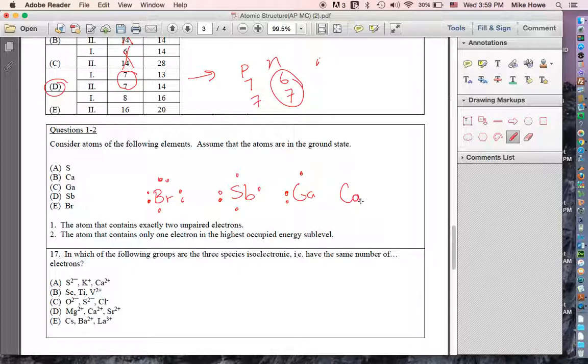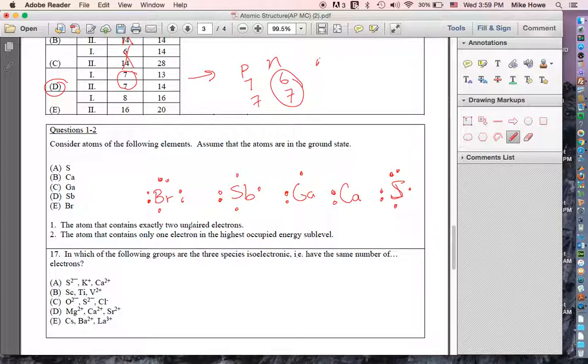Calcium has 2 valence electrons. Sulfur has 6 valence electrons. All right, so which one has 2 unpaired electrons? Bromine? The Br? I see. I only see two unpaired? Yeah, 2 unpaired. Oh, so one that doesn't have a side in general.